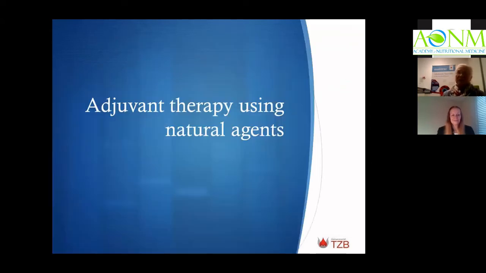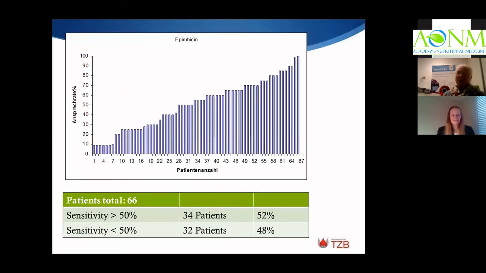But we can also use natural agents. And we have here been looking for a series of patients, and we have been recording the sensitivity, so how many cells, what percentage of cells was killed by these drugs. This is first a conventional drug at 50%. Okay, there are about half of the patients are sensitive and half are resistant.